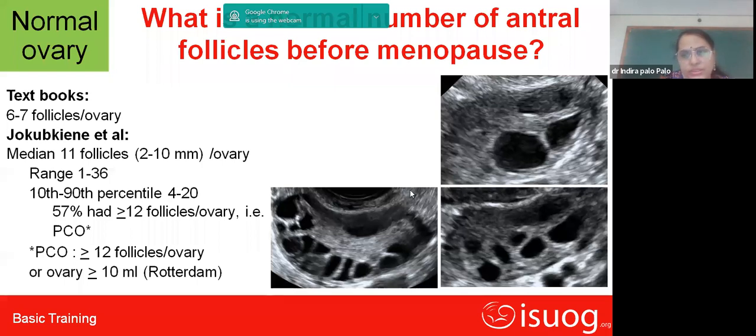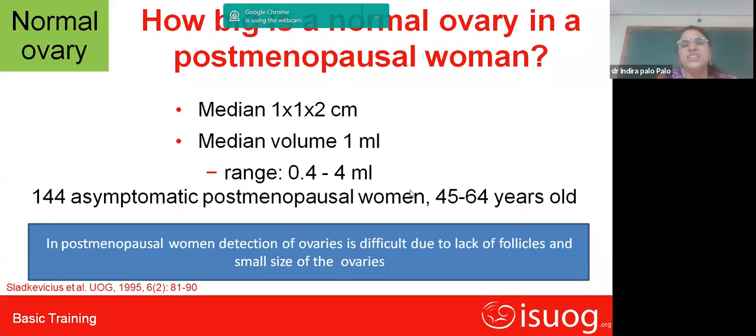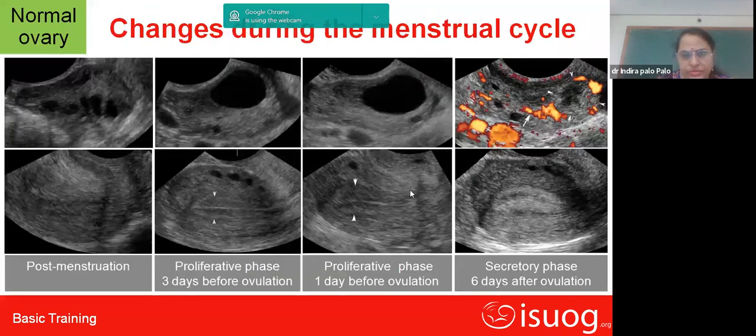As the follicles are not present in menopause, it becomes difficult to identify a menopausal ovary, as it is shrunken in size and also does not have any active follicles. So how big is a normal ovary in a postmenopausal woman? It decreases in size, and there is loss of follicles. In postmenopause, detection of the ovary is difficult due to lack of follicles and the small size of the uterus.